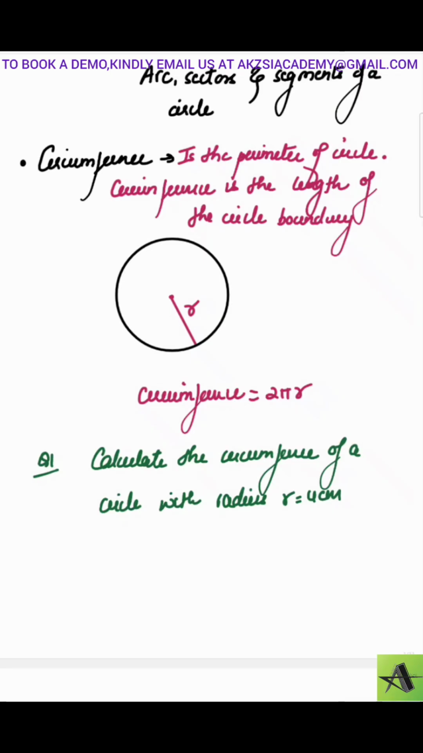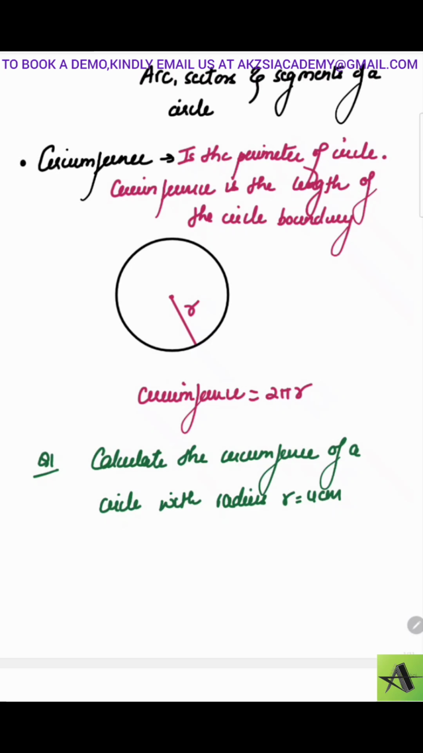Today we are doing arcs, sectors and segments of a circle. So I'm starting with the basic definition, that is circumference of a circle. Now circumference is just the perimeter of a circle. That means the total length of this boundary that you can see, the length of this whole boundary. That is basically your circumference.